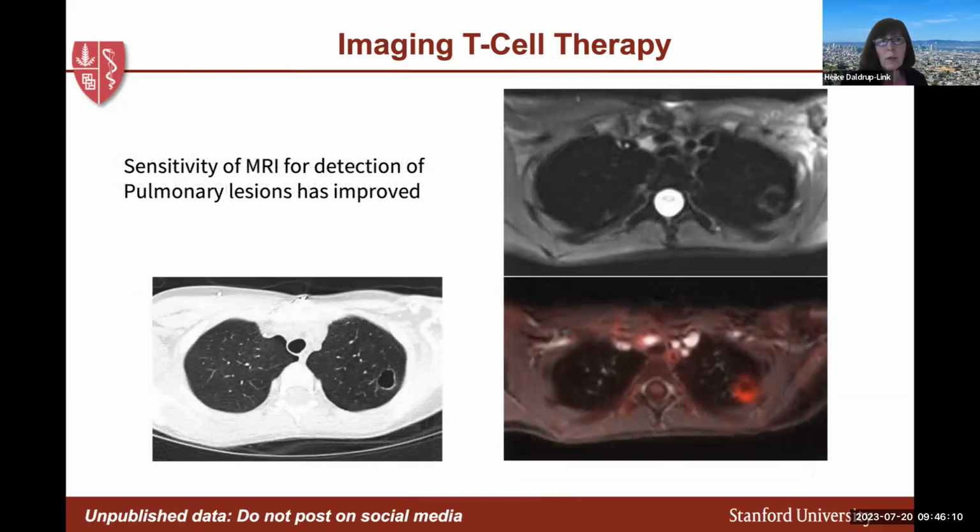We also found that the sensitivity of MRI for the detection of pulmonary lesions has improved over time. I was specifically concerned about pulmonary lesions that develop cavitation as a response to immunotherapy. And we see that quite a bit. So a lesion that was previously solid becomes like a big cavity with air in the center and some tissue around it. And it turns out that on the MRI, this thin rim here somehow looks much thicker.